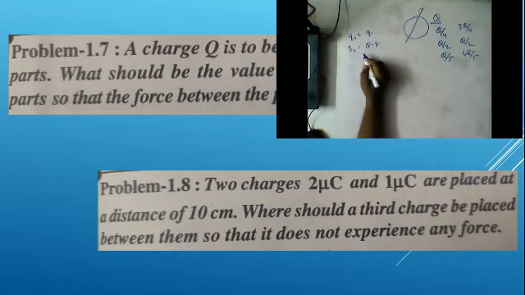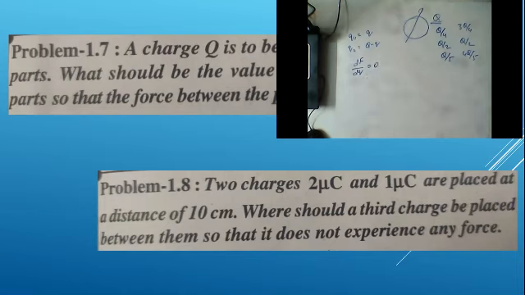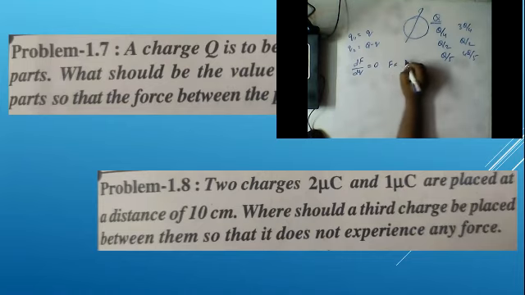From this we can write dF by dq is equal to 0. We are differentiating with respect to the charge. By doing that, we will get the value for the part. So what is the F value? F is equal to 1 by 4 pi epsilon, or simply I will write it as K, into (Q minus q) into q by R square.